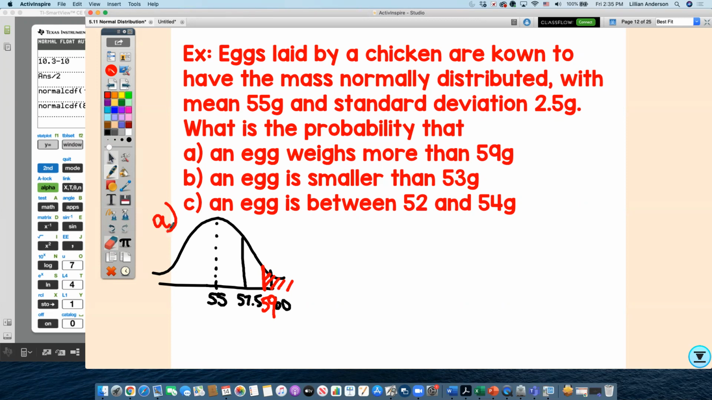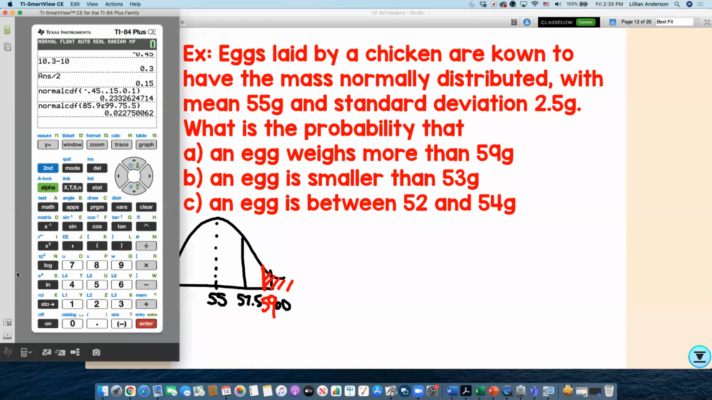And what I've drawn here is a normal distribution curve where 59 is located and the proper shading. This is my work. So you're going to be drawing normal distribution curves to justify your answer. Go into my calculator. What do I press? Second vars. I go down to option 2. What's my lower limit? Nope, not 55. 59. So I'm trying to find the probability that it weighs more than 59.